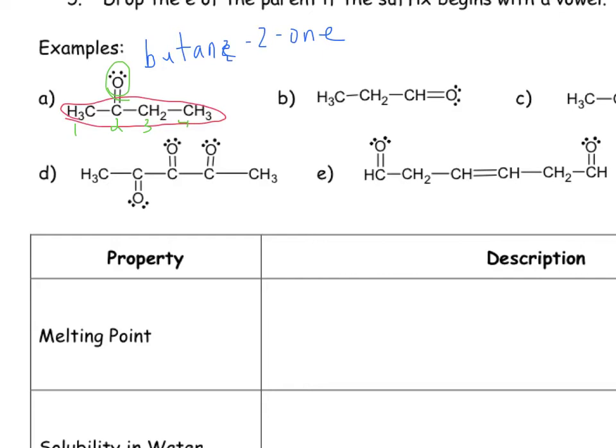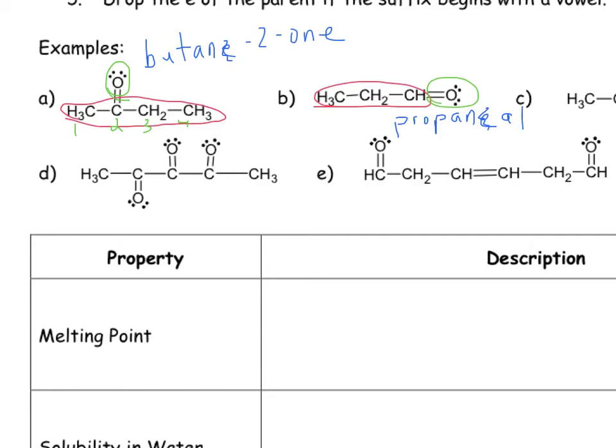For molecule B, my main chain is 3 carbons. That gives me the root prop-. Because they are single bonded, I would use -ane as my suffix. I have a double bonded O at the end of the chain. This means that I have an aldehyde, and I need to use the suffix -al. I don't need a position number here, because aldehydes are always at the end carbon. So I would drop the E and add -al as my suffix. My final name is propanal.